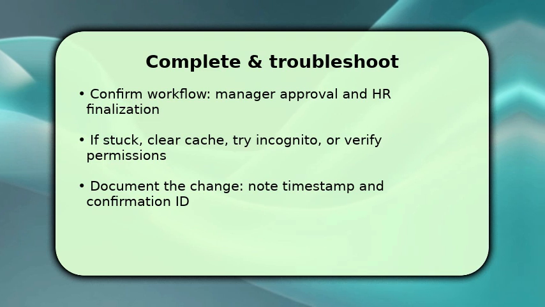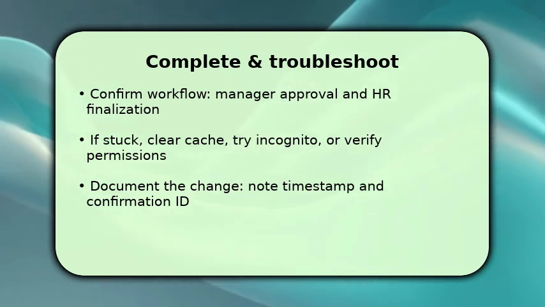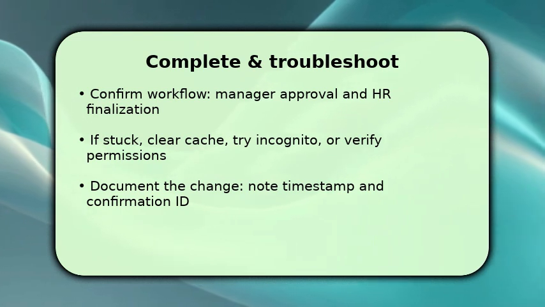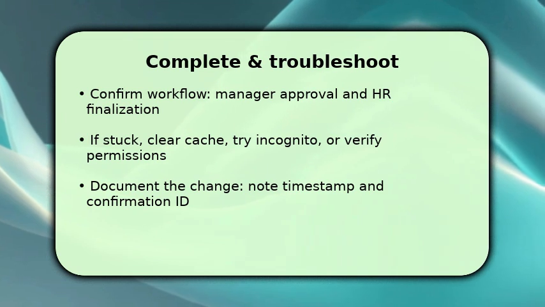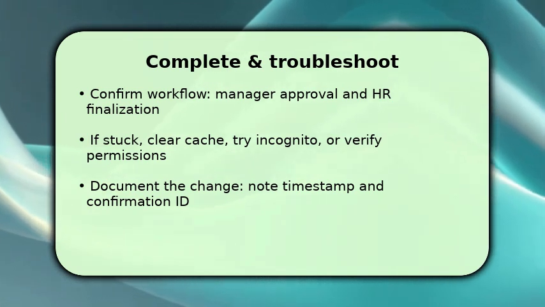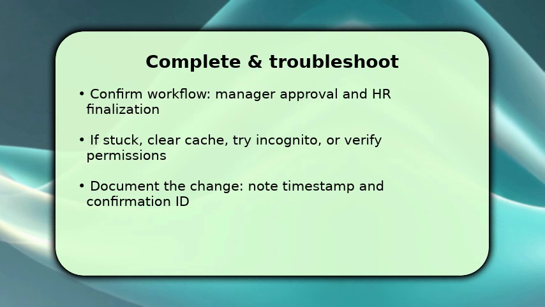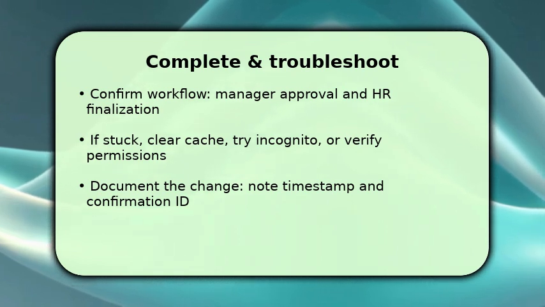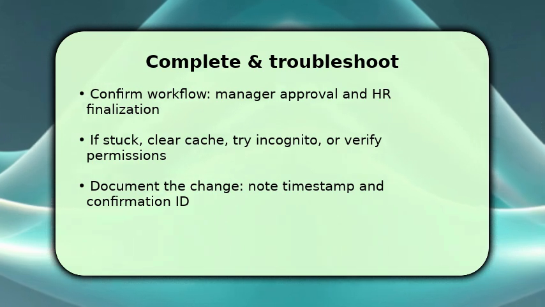Once submitted, check the request history for a confirmation ID and timestamp so there's an audit trail. If the correction fails to submit, troubleshoot by clearing your browser cache, trying an incognito window, or rechecking your role permissions. These simple fixes resolve most UI issues. If that doesn't work, contact HR with the confirmation details so they can manually process the correction.